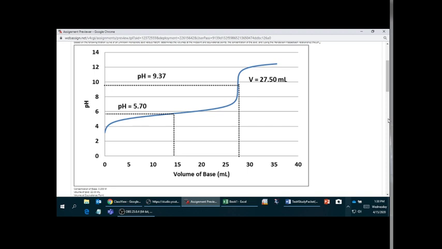Now the information you're given, in the bottom left part of the screen, which you probably can't see on yours, is that the concentration of the base is 0.200 molar. And the volume of the acid, which is also given to you, is 22 milliliters.